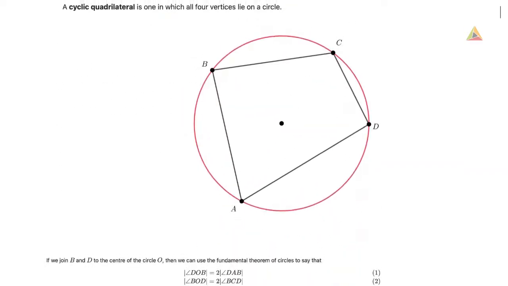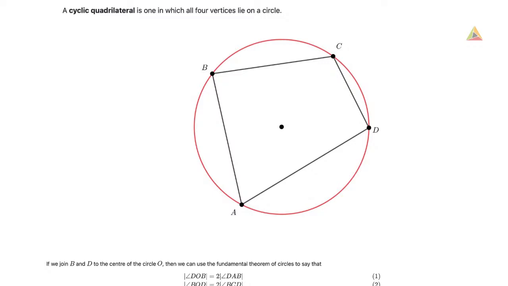You'll see here that that's an example of a cyclic quadrilateral because you have the point A, the point B, the point C, and the point D, and they all lie on the circle. All four vertices, which are the points on the quadrilateral, lie on the circle.